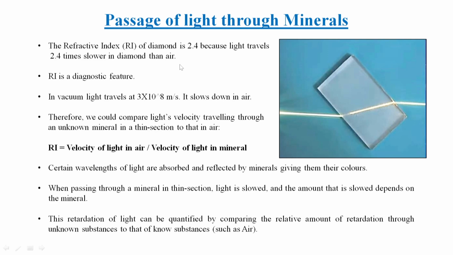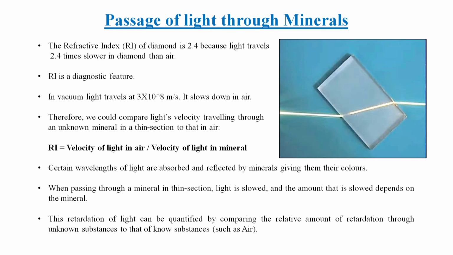Whenever we are looking at a mineral or a rock, you need to understand how light behaves under a microscope, how light passes through a mineral, and what will happen to that light. So the first thing that is very important to understand is the refractive index of a mineral. Obviously that is a property of the light passing through it. If I take an example, diamond, the refractive index of diamond has been determined to be 2.4, because light travels 2.4 times slower in diamond than in air. So now I can also say that if every mineral has a specific refractive index, then it can be treated as a diagnostic property of that particular mineral.